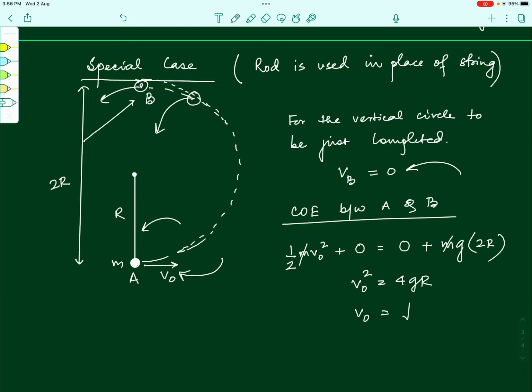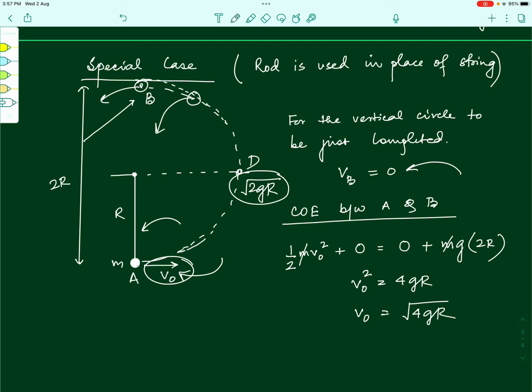or v naught is equal to root of 4gr, which is less than root of 5gr if you recall. So, now in case of a rod, a lesser velocity is required at the lowest point for the bob to just complete the vertical circle. Understand that in this case, at the horizontal level, the velocity will become root of 2gr. How do you get this? If you want, you can use the law of conservation of energy between the points A and this point, you can call it D. And so the law of conservation of energy is still valid everywhere, right? So, you can find out the velocity at every other point.